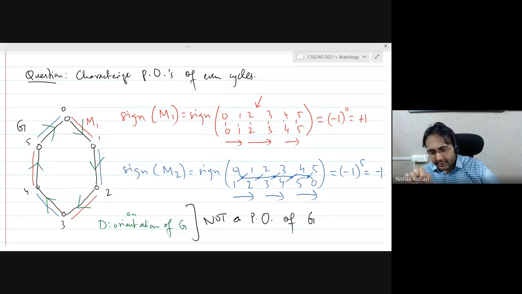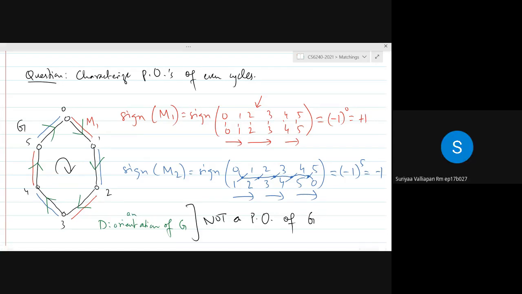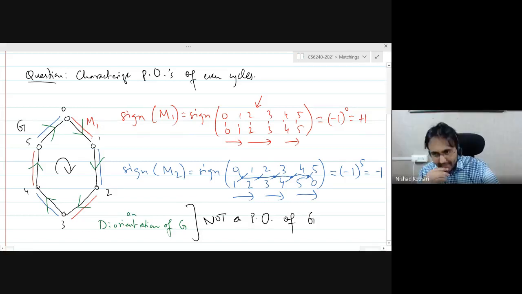When all 6 edges go in the same direction, so you have an even number of clockwise edges, okay? So this is the clockwise direction. Then you have not a Pfaffian orientation. If you flip one edge, you will get a Pfaffian orientation. If you flip another edge, you will get not a Pfaffian orientation. If you flip one more edge, you will get a Pfaffian orientation. So can you put these observations together? Yeah. Based on the parity of the number of edges that go in clockwise direction.